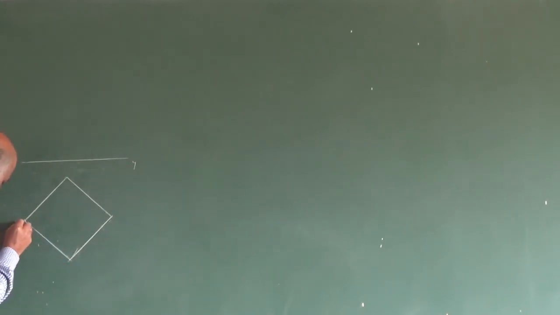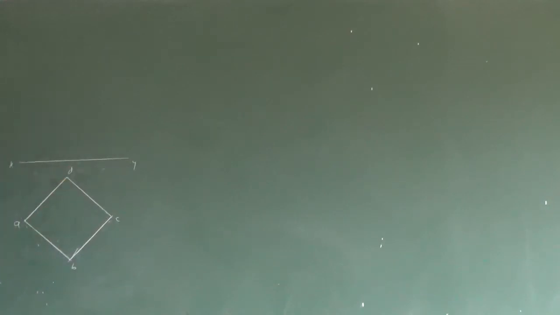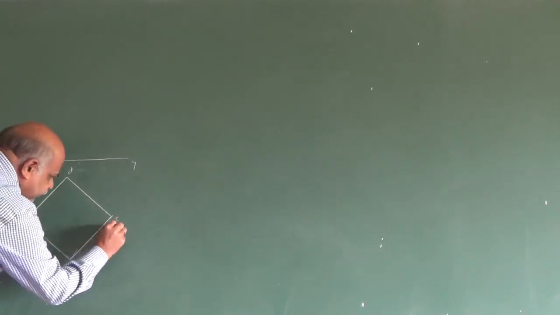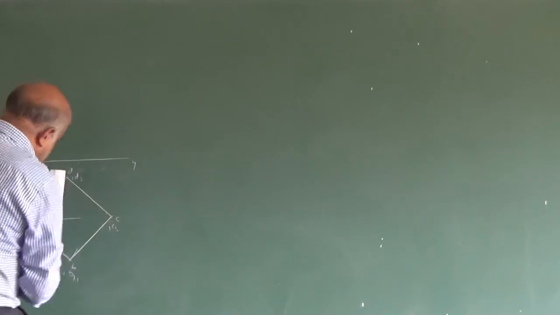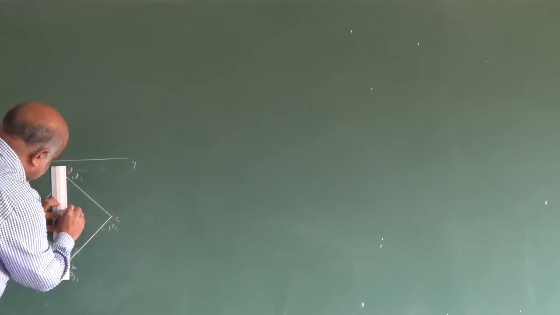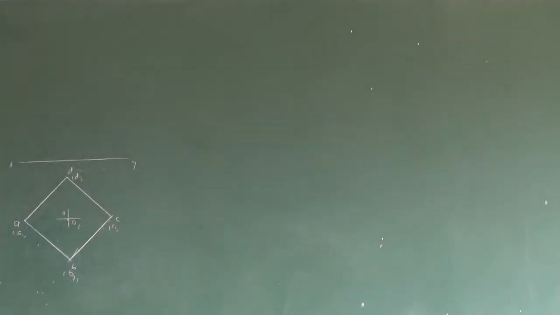This is A, B, C, D. This is top surface A1, B1, C1, D1. It is at the bottom, and this is the axis. Axis is at the center. This is O1 is the axis.